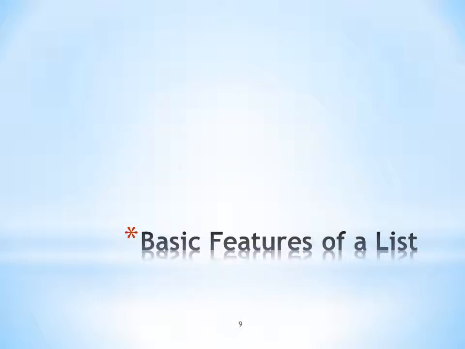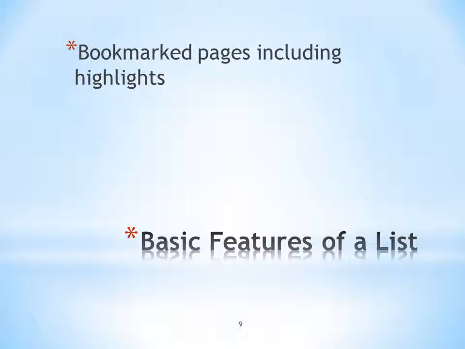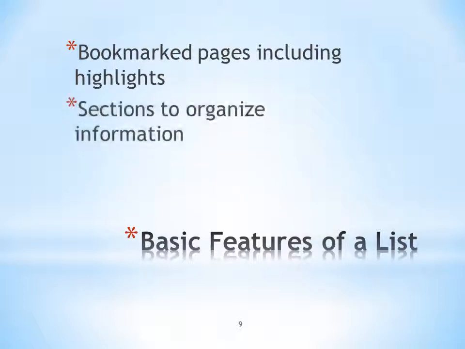Now we're going to talk about lists. There are basic features of a list. There are the bookmark pages, including the highlights. You can create sections to organize information. You'll see in the screen that we're going to do next that there are actually several sections to my biology list because I wanted to break it up into the different units that the class was going to be using. So I created sections so they'll be able to access that easily.